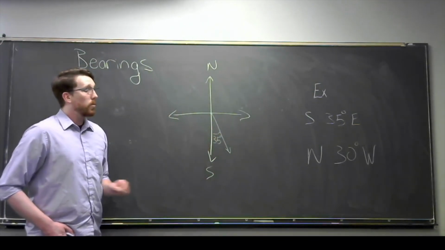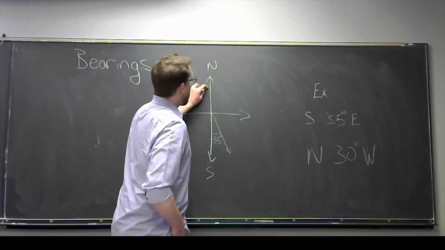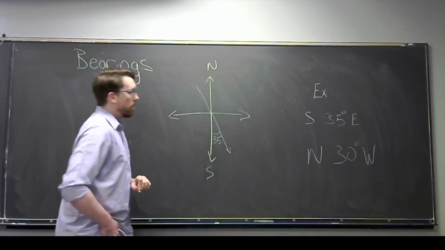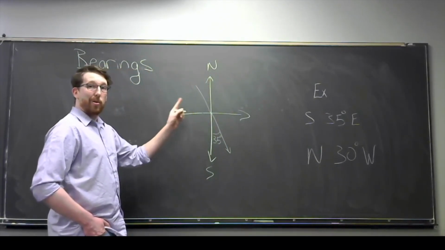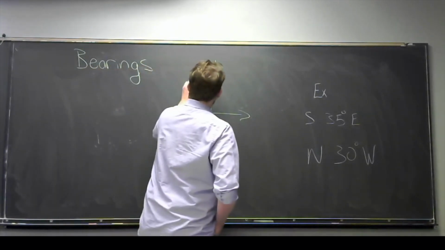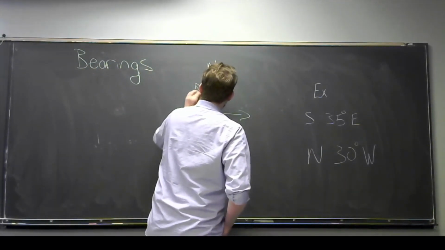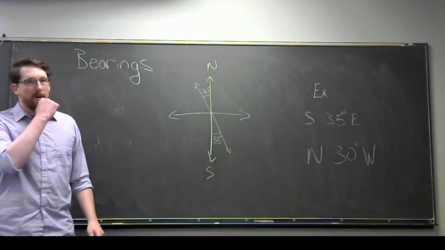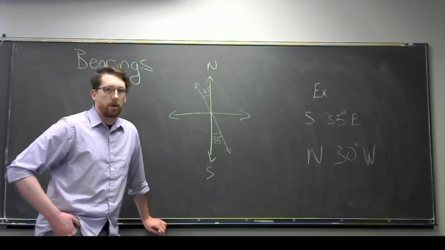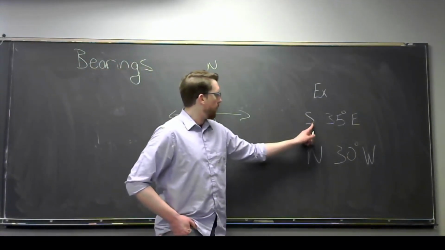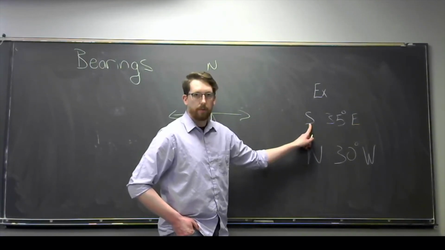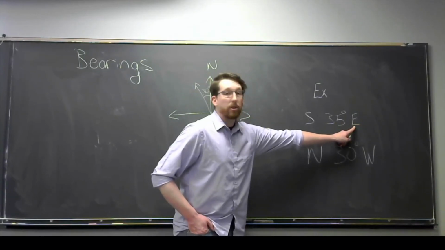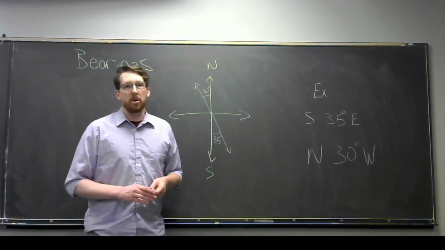North 30 degrees west is going to be measured from north. So we're moving 30 degrees from north in the direction of west. And that's going to be right about here. So really that's all that I've got for bearings. You say from which direction, north or south, what degree, and in the direction of east or west. That's pretty much all there is to it.